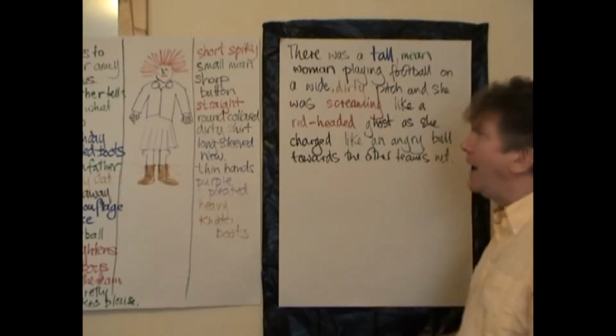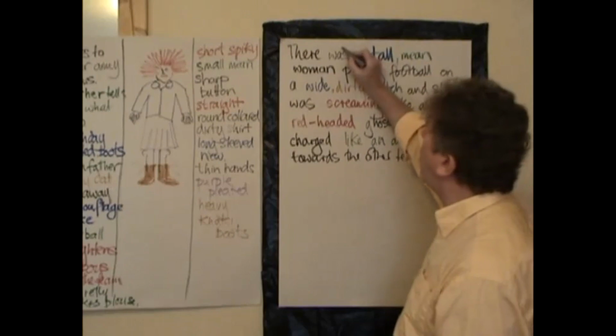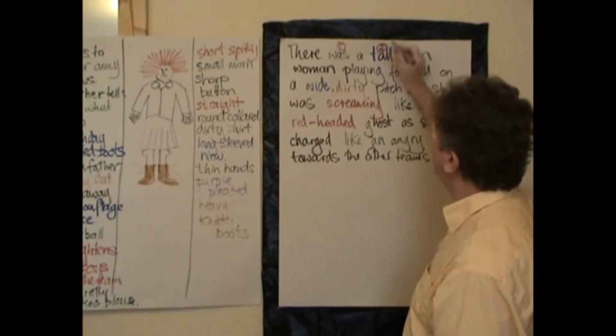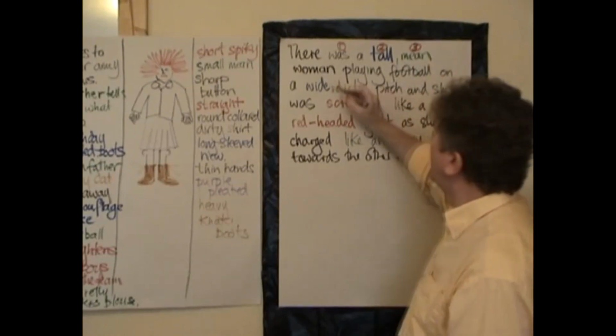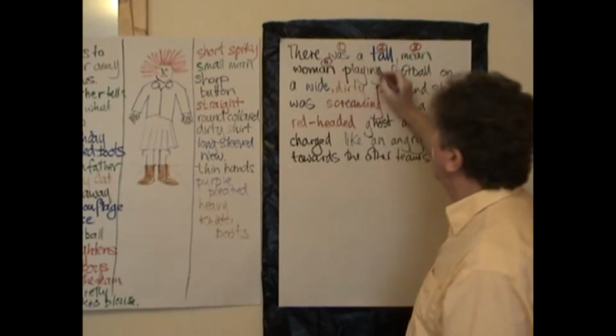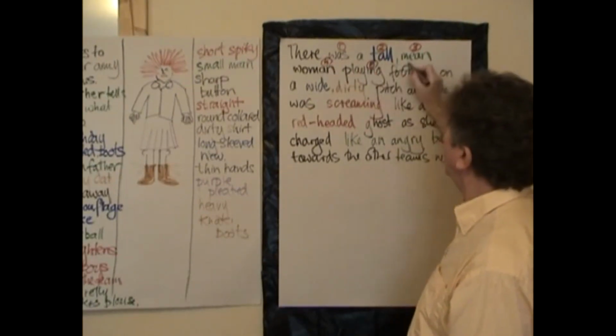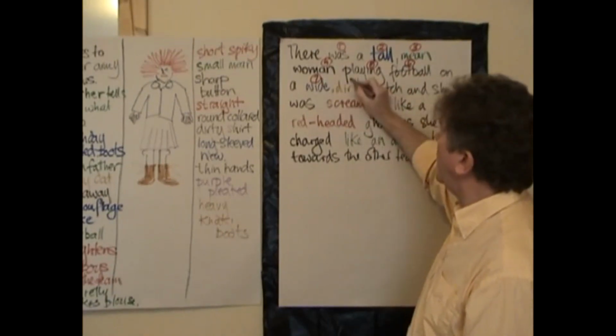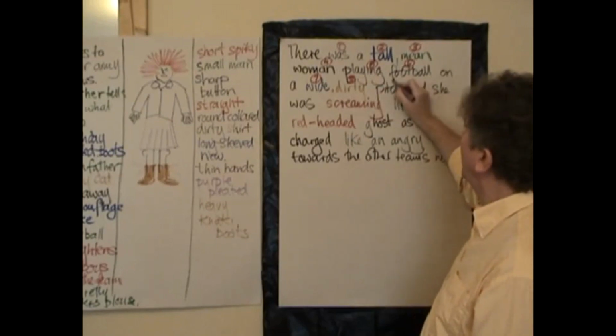You were giving details. You were giving people answers to the questions. There was, happened in the past. Well, what kind of woman? She was tall. She was mean. We know she was a woman. What was she doing? She was playing, not just playing, but she was playing football. And it wasn't just a field. It was a wide, dirty pitch.